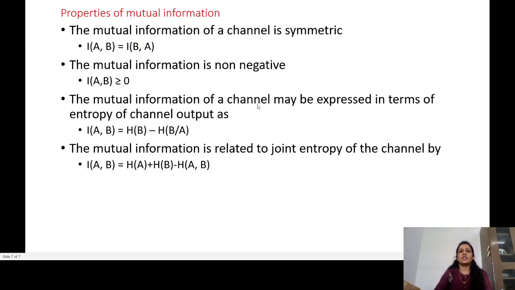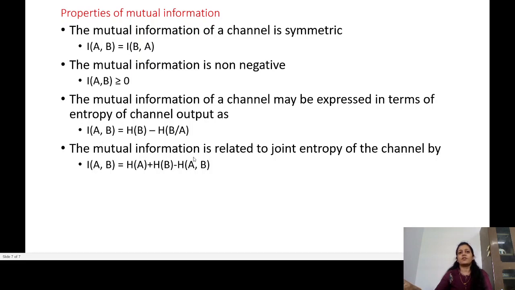The mutual information of a channel may be expressed in terms of entropy of the channel output by using this particular expression. That is, instead of H of A minus H of A by B, you can express it in terms of output also. In that case, H of B minus H of B by A. Just interchange your A and B values. However, this can be considered as I of B comma A, but I of B comma A is same as I of A comma B. Therefore, this gives expression even for I of A comma B.